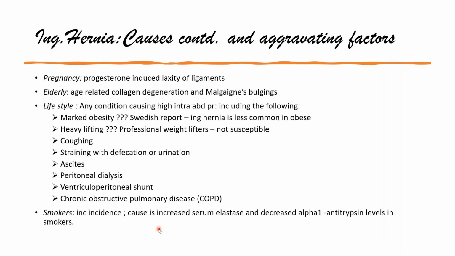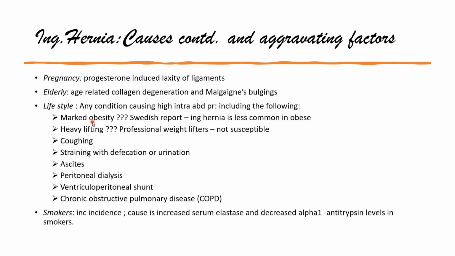Pregnancy is another cause: progesterone induced laxity of ligaments. Elderly age. Why? Because collagen degeneration occurs, and that is classically seen as Malgaigne's bulges in the abdominal wall. Lifestyle: a number of lifestyle factors make the patient more susceptible to inguinal hernia. Like, for example, marked obesity. Now that was cited as a very important cause for hernia, but has now been disproved. A Swedish report, a very comprehensive report, says that inguinal hernia is less common in the obese.